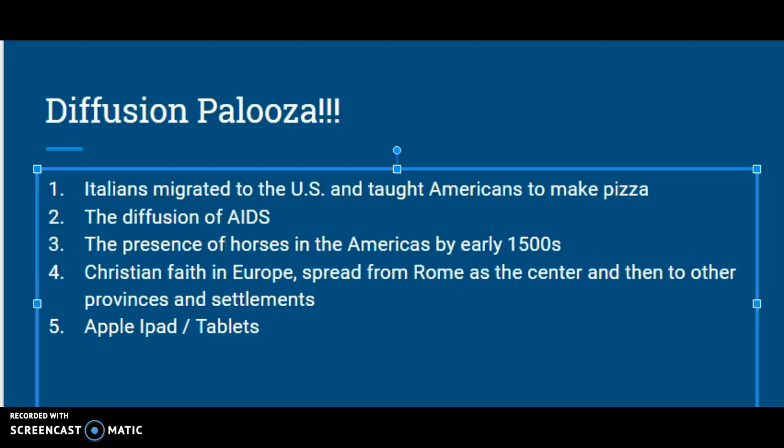Alright, number 1, if you answered relocation diffusion, you are correct. Italians relocating, moving across, immigrating to the United States. Number 2 would be an example of contagious diffusion. Number 3, horses in the Americas by the 1500s in the diffusion rap will be relocation diffusion. Number 4, the Christian faith starting in Rome as that center point and diffusing would be an example of hierarchical diffusion. And then finally the Apple iPad, which is now stimulated into different tablets, an example of stimulus diffusion.